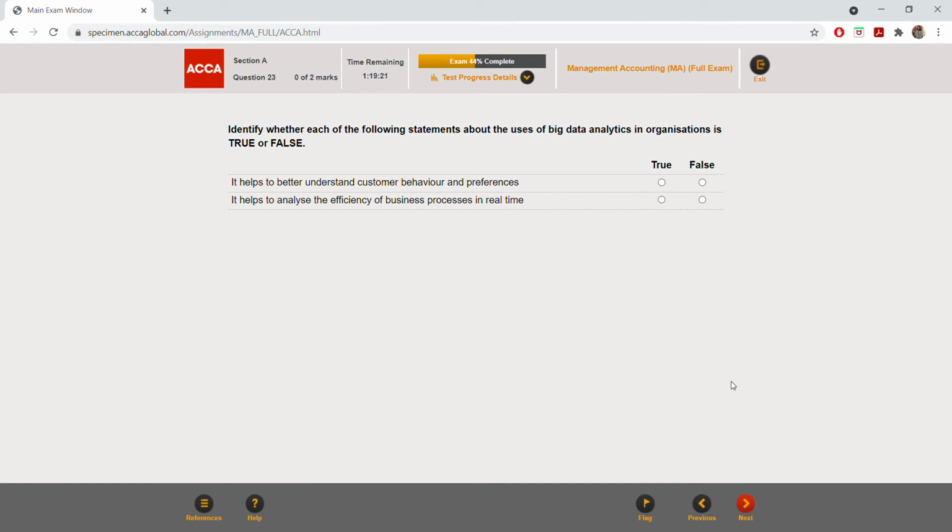Next. Identify whether each of the following statements about the use of big data analytics in organizations is true or false. You have to learn what big data analytics is. It's very easy, it's the theory part. It helps to better understand customer behavior and preference. True. It helps to analyze efficiency of business processes in real time. True. Both are true.